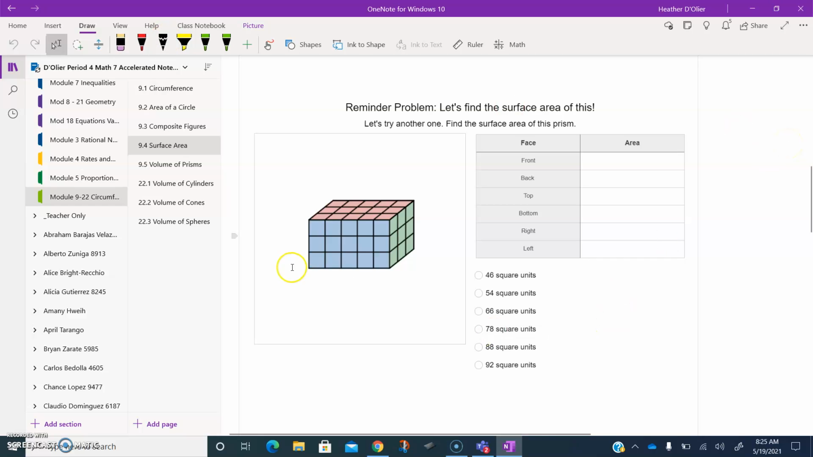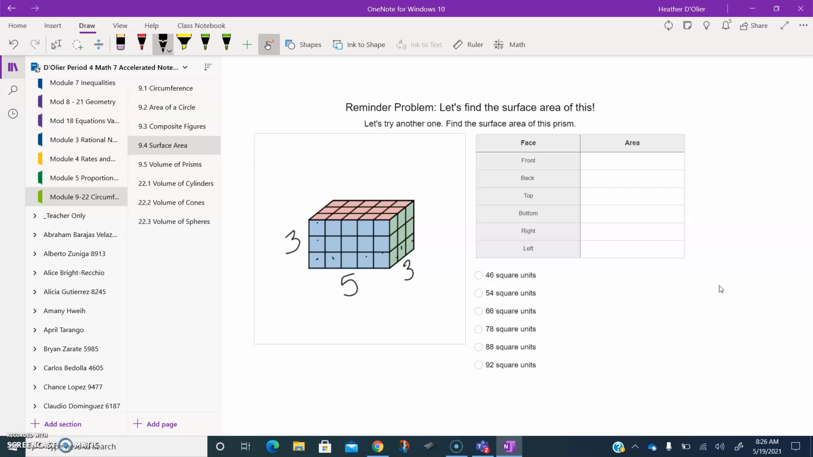But here, I'm looking at this, and I've got 1, 2, 3, 4, 5. So this is 5 by 3 tall, and then this back one, I'm going to count down here. That's the more logical place to put that number. 1, 2, 3. So it's actually really similar. It's 3 by 5 by 3.